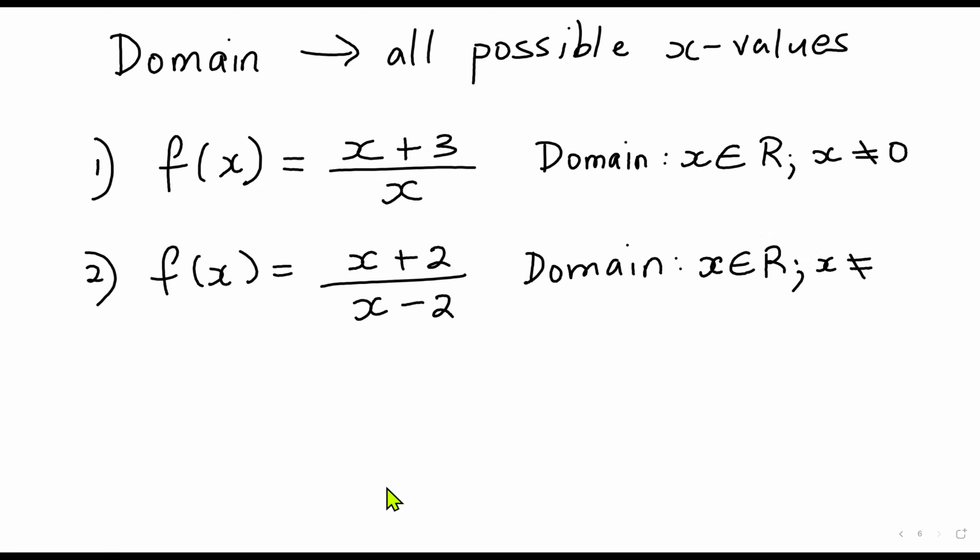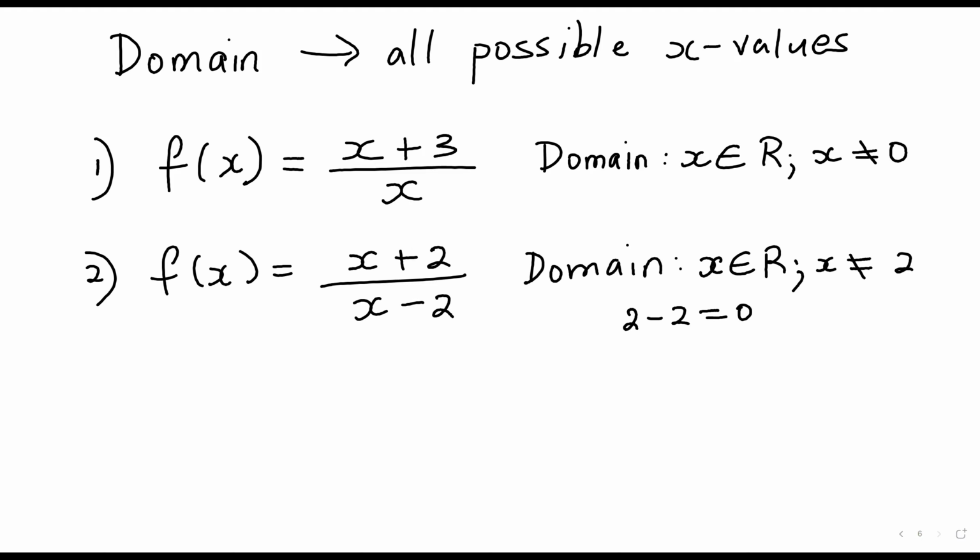2. What's that, Tristan? Yes, 2, right? Because if x was equal to 2, then x minus 2 will be equal to 0. So x cannot be equal to 2, right? Whatever value would make the whole denominator equal to 0 cannot be, well, that would be the restriction on the domain.